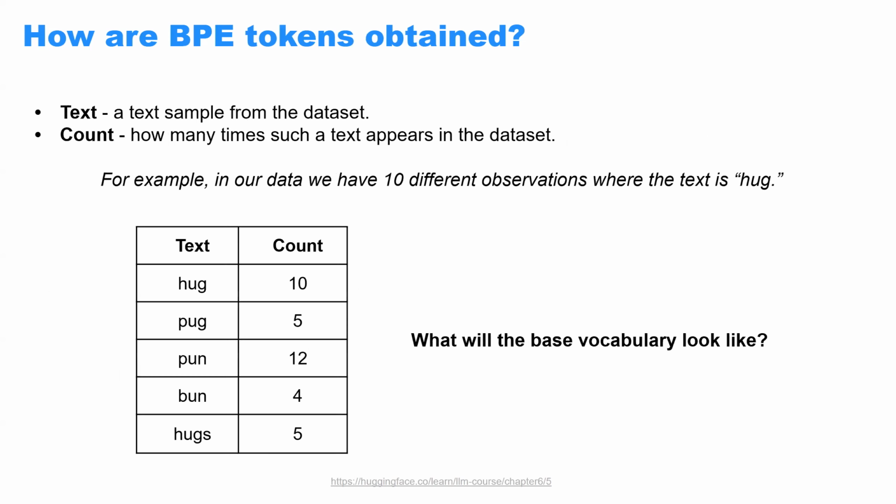So let's see a simple example. For example, we have a table of text, our data set. So there are 10 texts hug, 5 texts pug, and etc. So what will the base vocabulary look like? As I have said, it will consist of unique characters. So we have 7 unique characters. They are B, G, H, N, P, S, U.